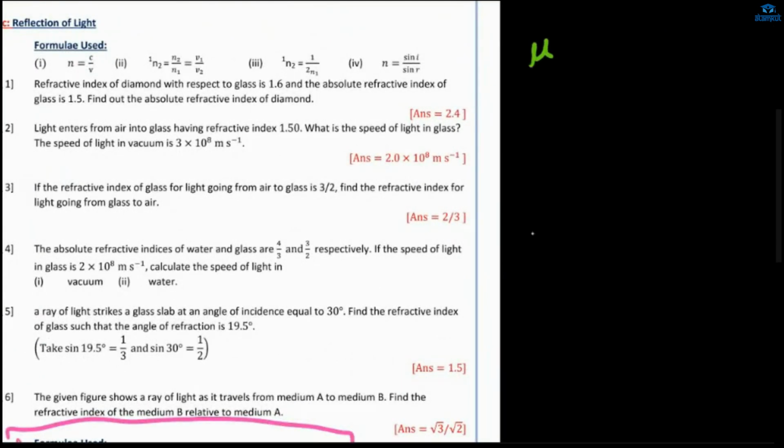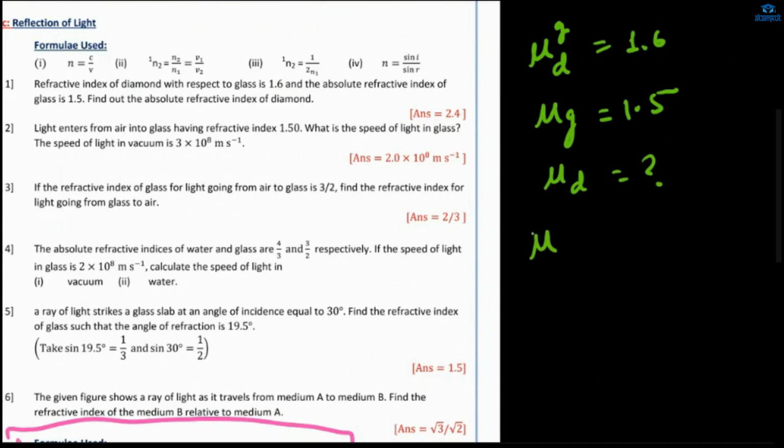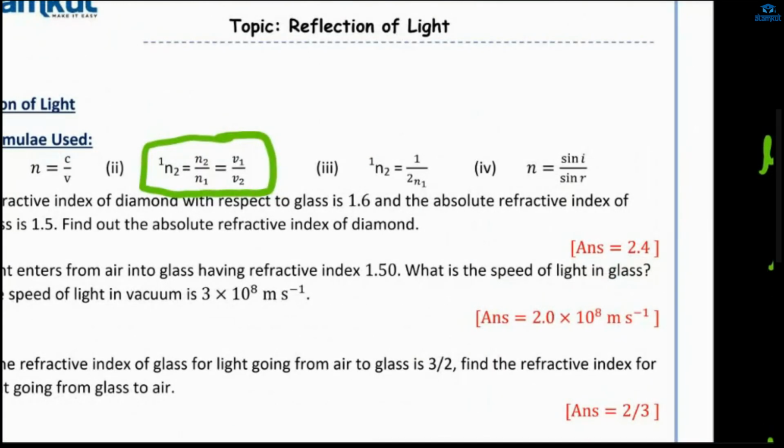It means we can write it like refractive index of diamond with respect to glass. This is given as 1.6, and the absolute refractive index of glass is given as absolute, means with respect to air, so we need not mention this. Refractive index of glass is 1.5, and we have to find it for diamond. So writing the formula, what is it? Mu of diamond upon mu of glass, right? This is the formula. Either you write mu or you write n.